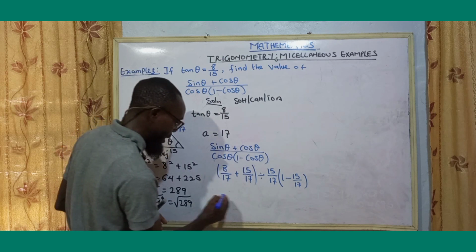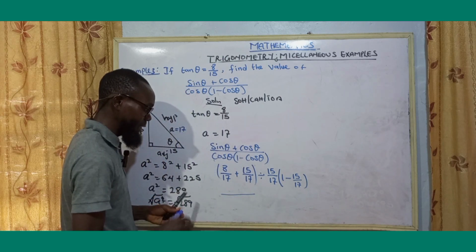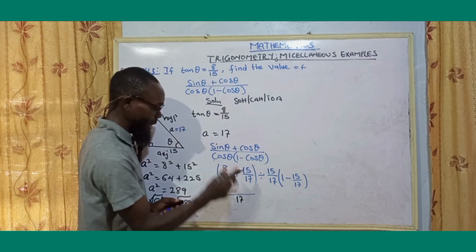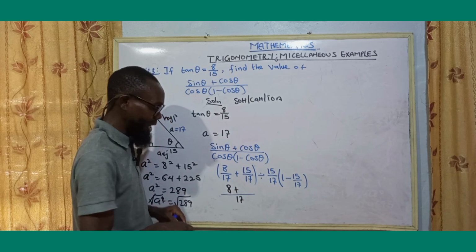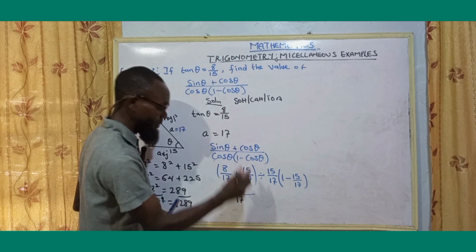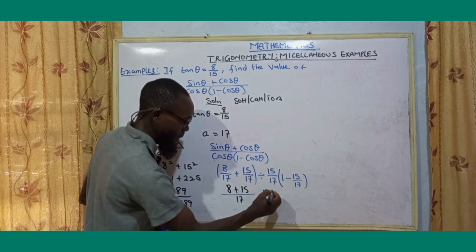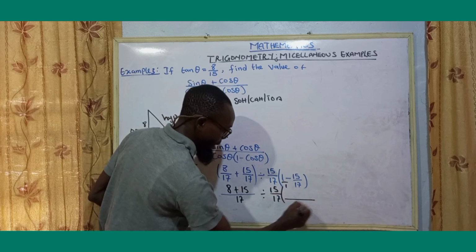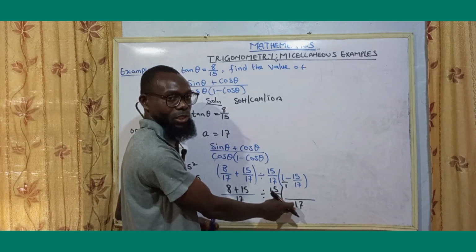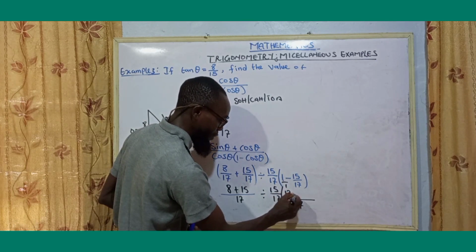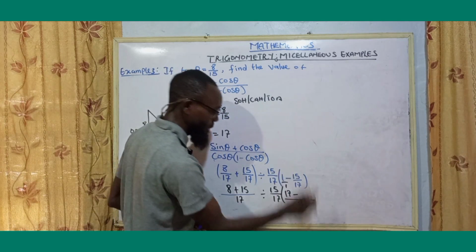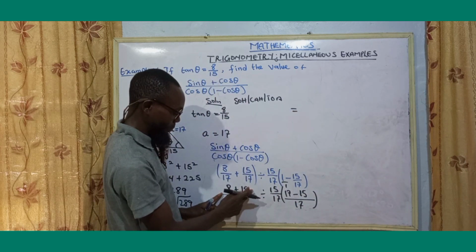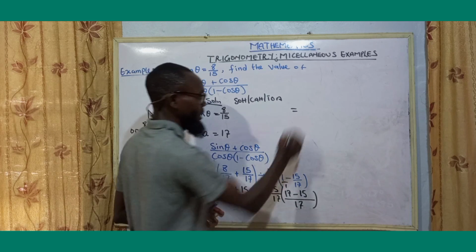From here, let me find the LCM. The LCM of this one is 17. 17 goes in 17, I have 1. 1 multiplied by 8, I have 8, plus the other one, 17 goes in 17, I have 1. 1 times 15, we have 15, divided by 15 over 17. Let me put 1 under the first term, then my LCM here is 17. 1 goes in 17, we're going to have 17 multiplied by 1, that is 17, minus 17 goes in 17, I have 1. 1 times 15, I have 15. Then I proceed. 8 plus 15, that is 23.